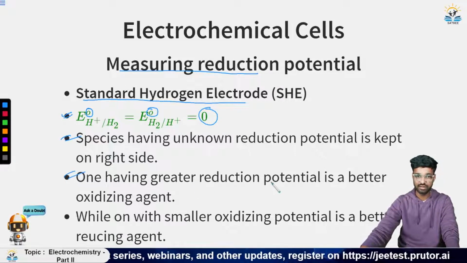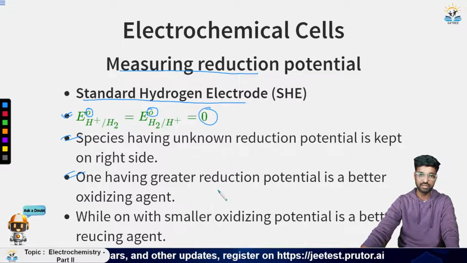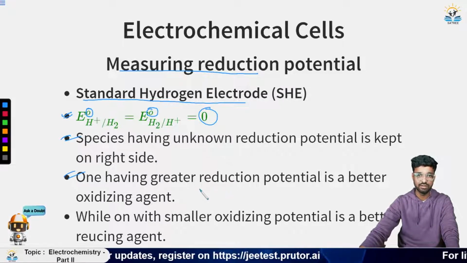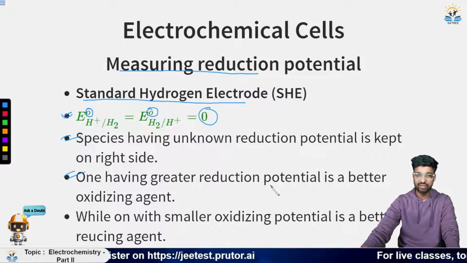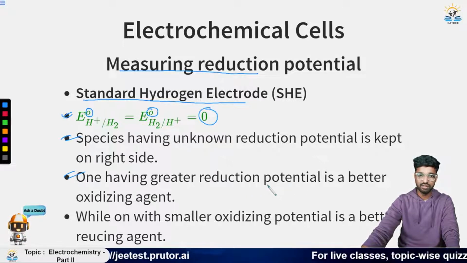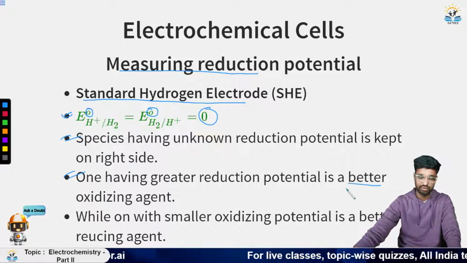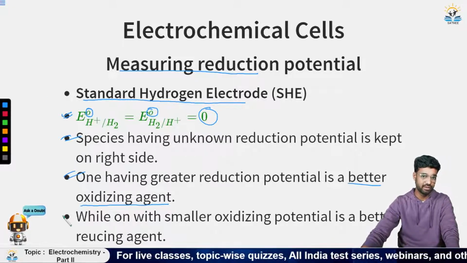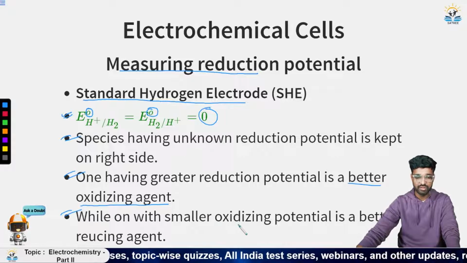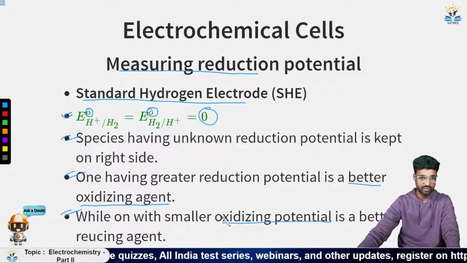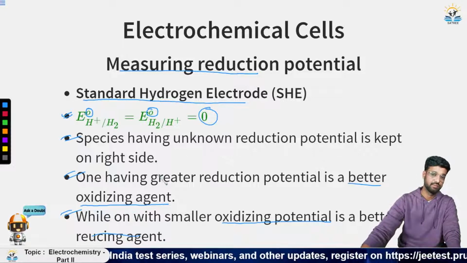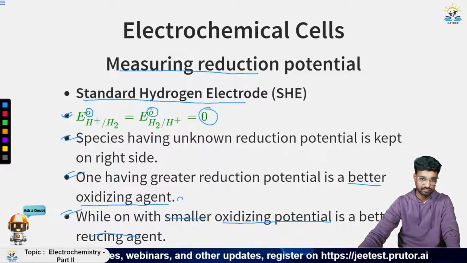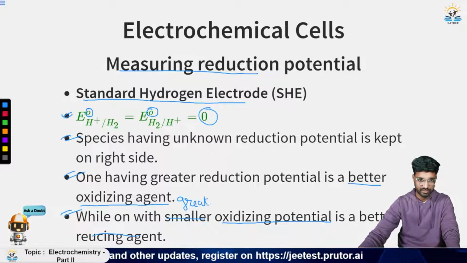These are key points related to reduction potential. If something has a greater reduction potential, it will be a better oxidizing agent. You must have studied this concept in redox also, so I'm just giving a glimpse of it. While one with the smaller reduction potential is a better reducing agent.